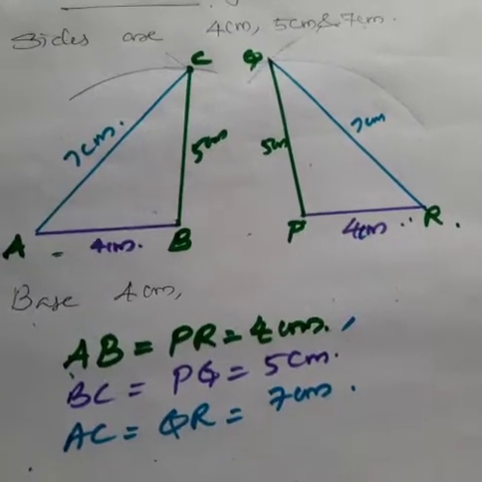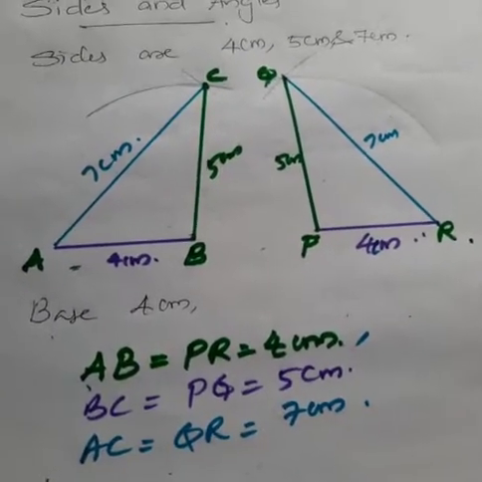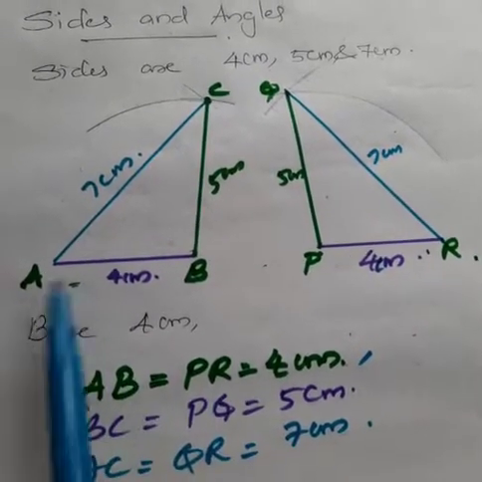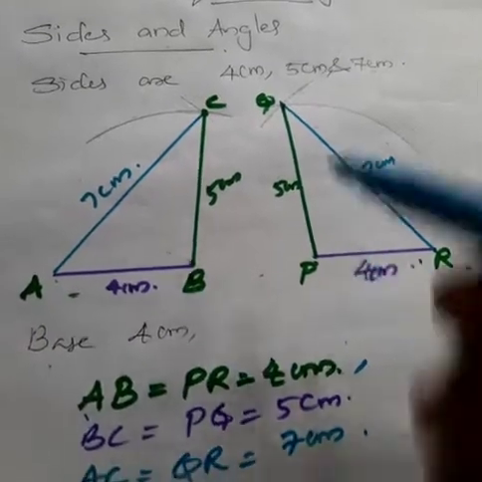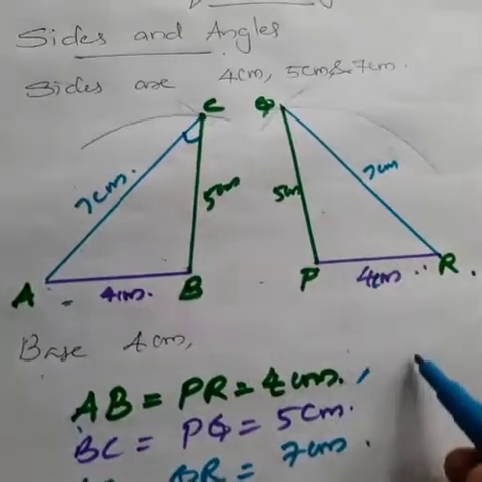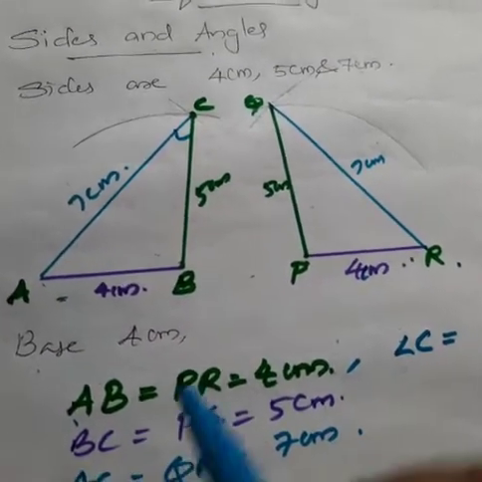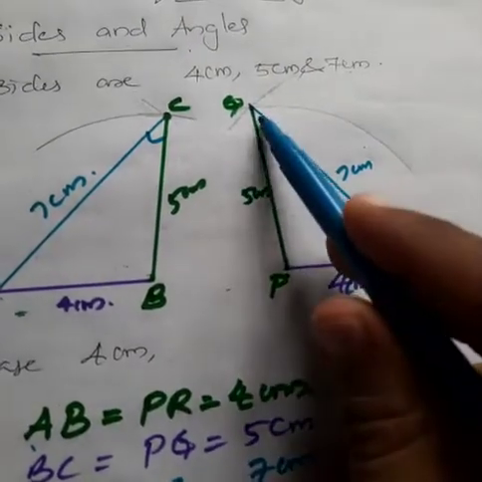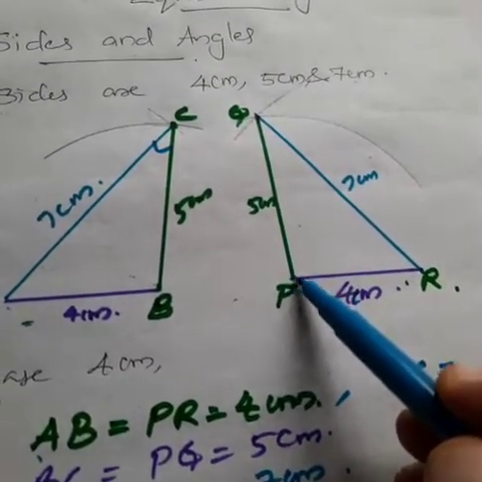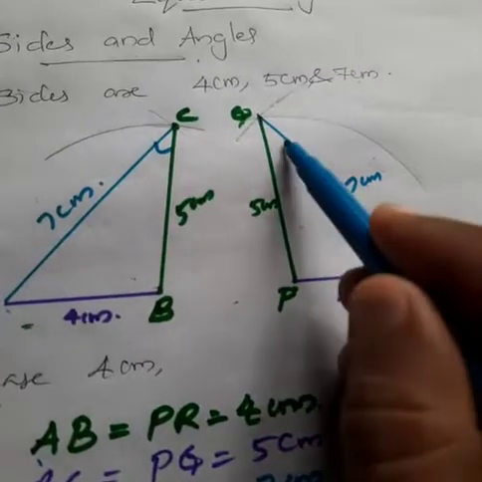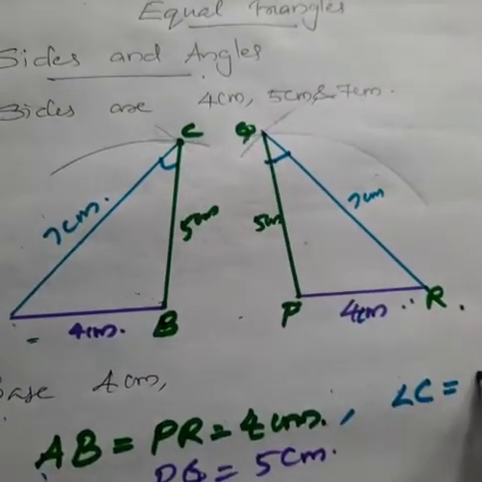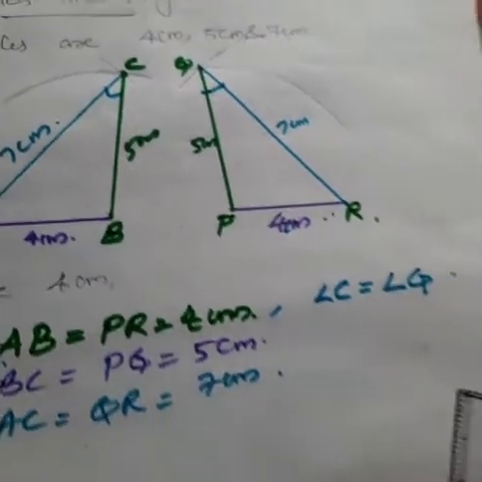Here we have to equate the opposite angles of these sides. The opposite of AB is C, so angle C is equal to, in the second picture, PR. The opposite of PR is the angle Q.